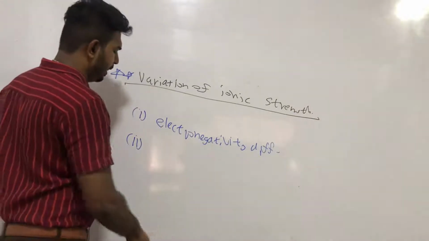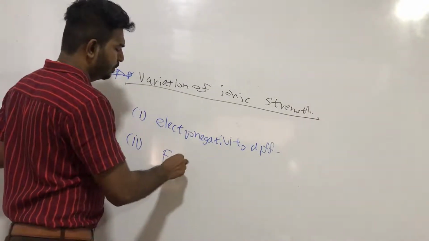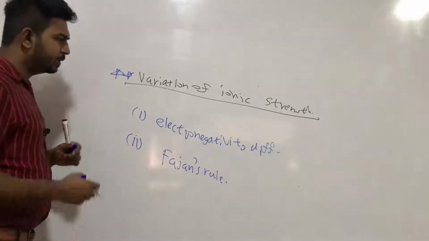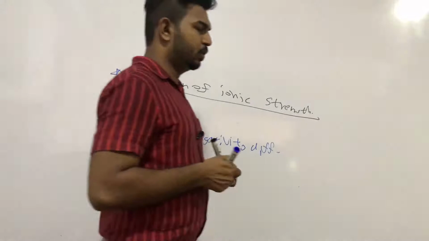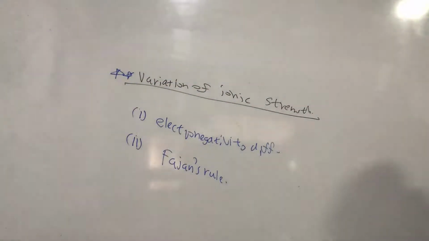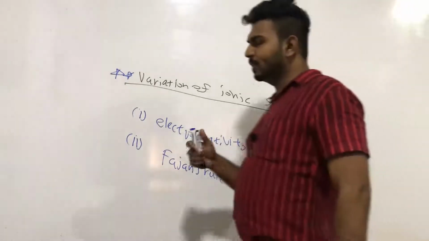Then the second one is Fajan's rule. First one is the electronegativity difference. Second one is Fajan's rule. So when we consider these two, let's consider the first one.